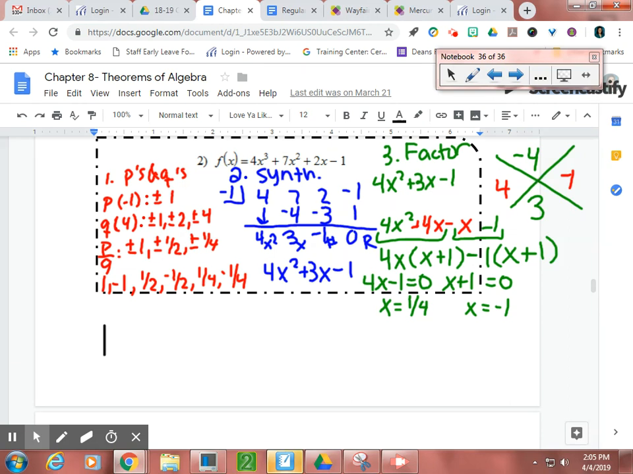Last step is to list your roots. Okay, looking at your highest exponent, we should have had 3 roots total. Our first one comes from this. Our second and third one are our green numbers that we solved for. So we used our P's and Q's to help us find all of these roots to go along with this.